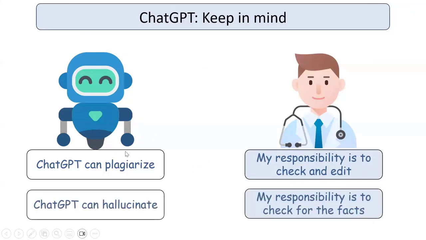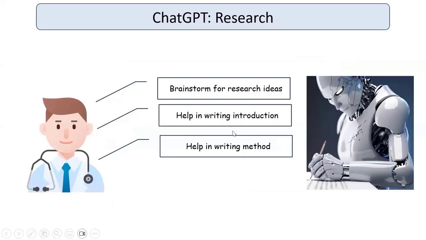The second thing, ChatGPT can hallucinate, can fabricate some data. So my responsibility is to check the facts that it posted as a reference. Is this reference correct or not? This is very important when you take some suggestion or text, especially medical text, from ChatGPT. It can plagiarize and it can hallucinate.